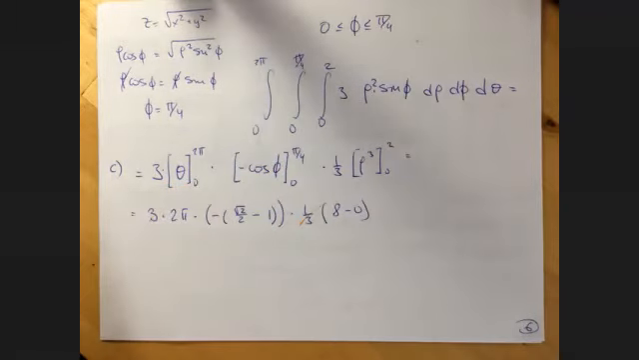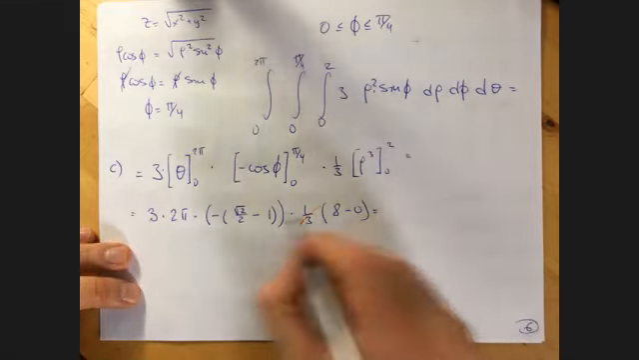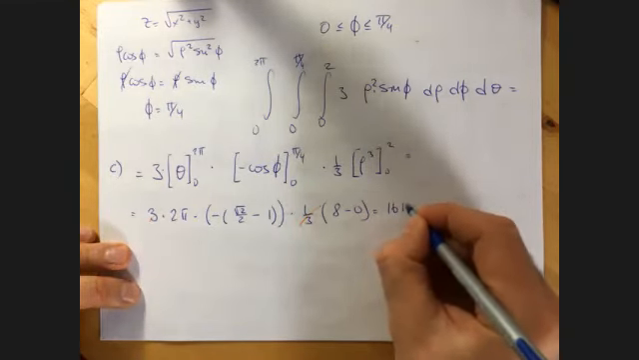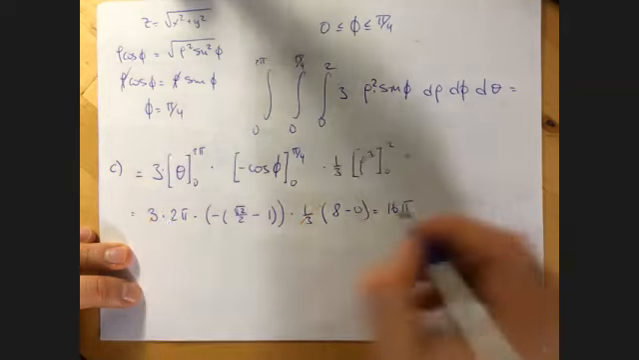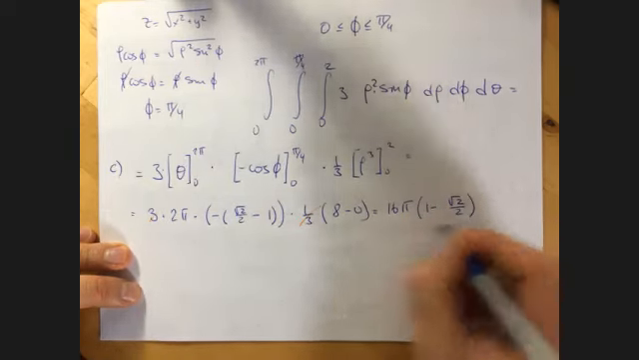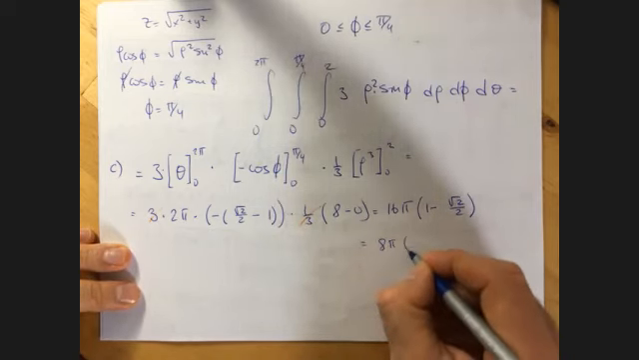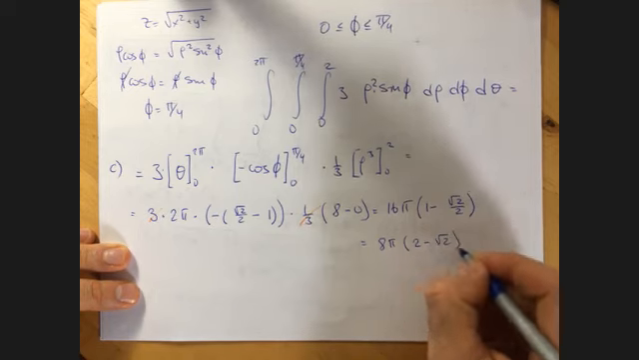These guys are out. So this is 8 times 2 is 16 pi times 1 minus square root of 2 over 2. And then if you want to take it one more extra step, 8 pi times 2 minus square root of 2.